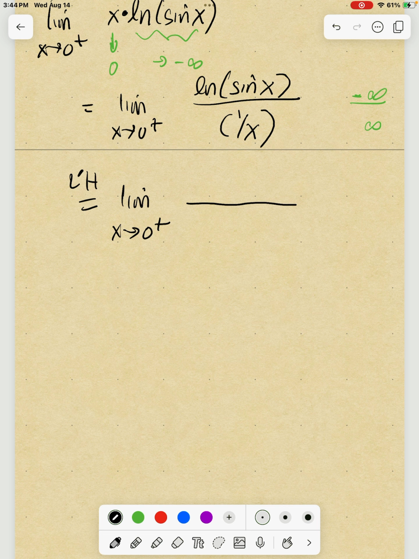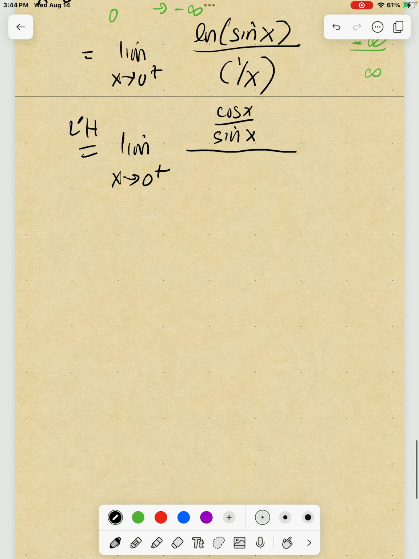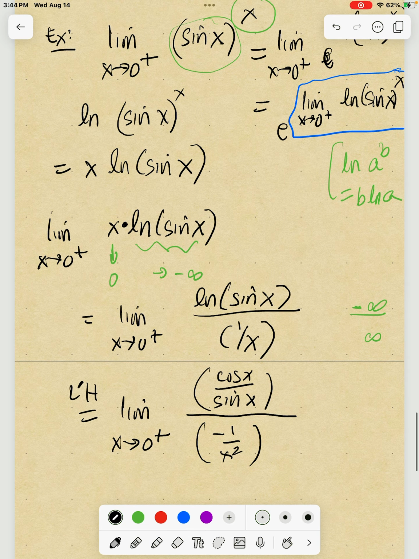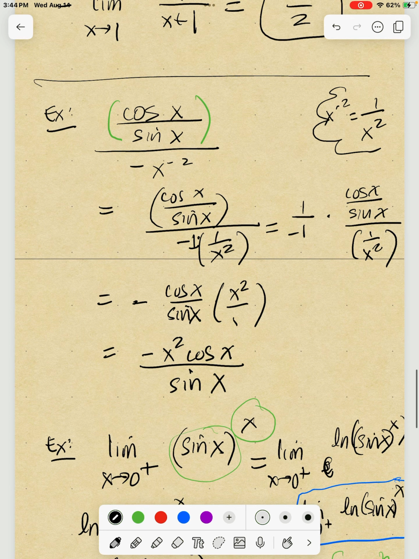So the derivative of the top is cosine x over sine x, by the chain rule. I have 1 over sine x and I have to multiply by cosine x, and then on the bottom I have negative 1 over x squared. So I have this divided by that. And that's where this example shows up here. Right?